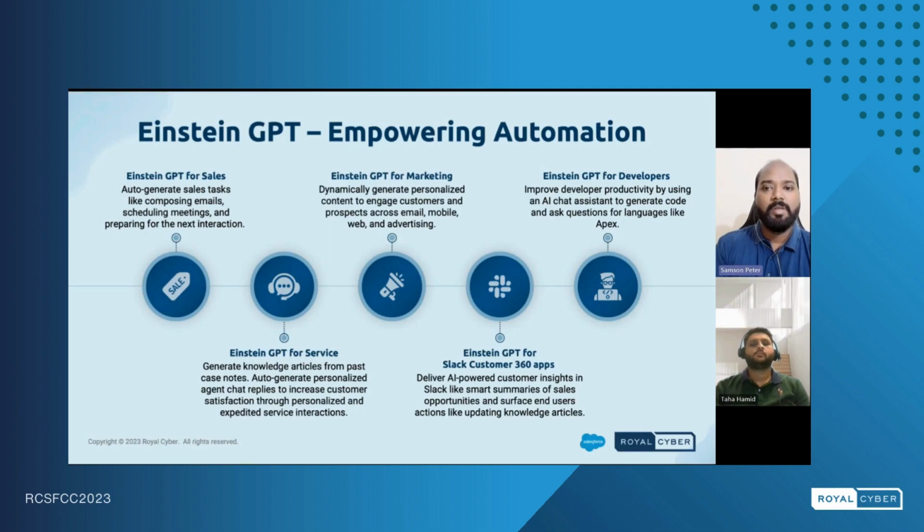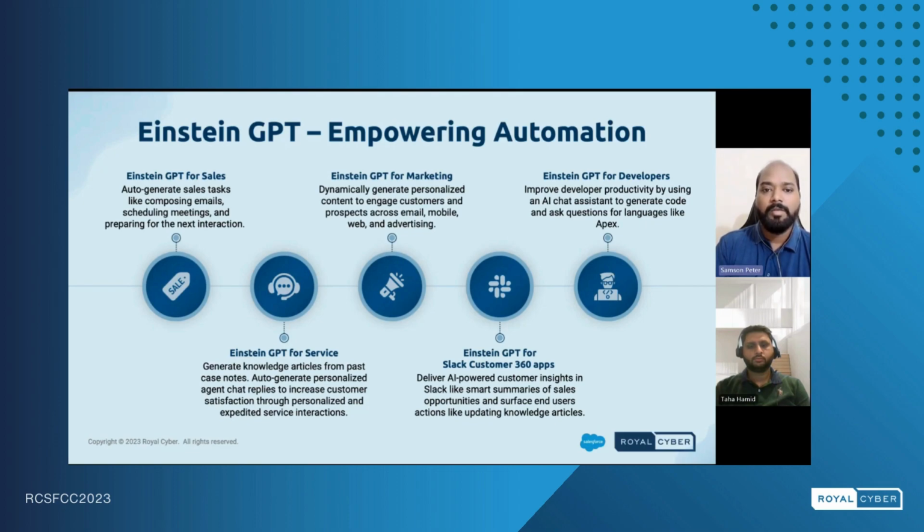Einstein GPT is empowering automation across all the Salesforce clouds. For example, for Sales Cloud, Einstein GPT will help auto-generate sales tasks like composing emails, scheduling meetings, and preparing for the next interaction. In Service Cloud, it will help generate knowledge articles from past case notes and auto-generate personalized agent chat replies to increase customer satisfaction.